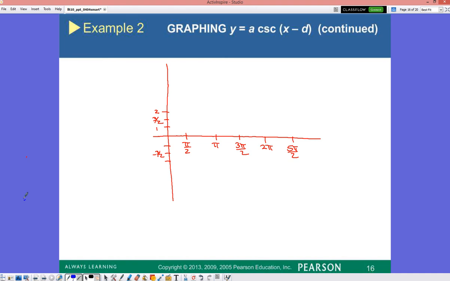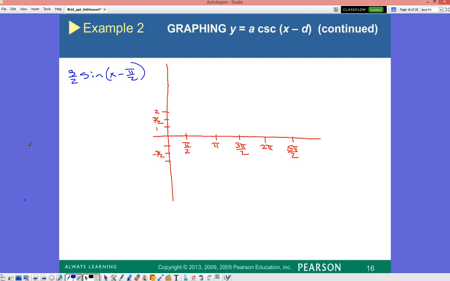Now, in blue, so if this is cosecant, I'm going to graph sine. So it's going to be 3 over 2 sine of x minus pi over 2, right? I'm going to do it in blue and label it in blue right here so you can see.